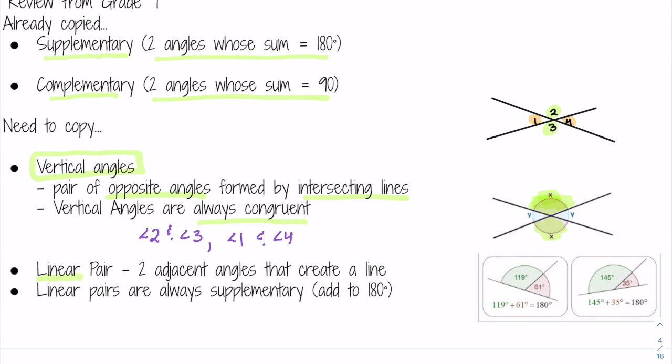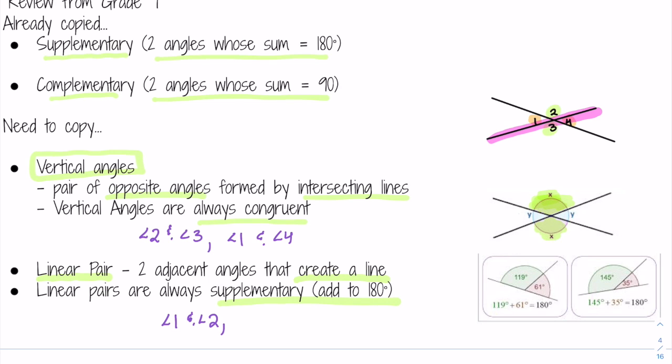We also have a linear pair. Linear pair, two adjacent angles, so they share a side, they share a vertex, and they create a line. Remember, if they create a line, they would have to add up to be 180, so they are supplementary. So in that same picture, if I were to look at the pink line, at the top side of that, I see angles 1 and 2 create that straight line. So angle 1 and angle 2 form a linear pair.